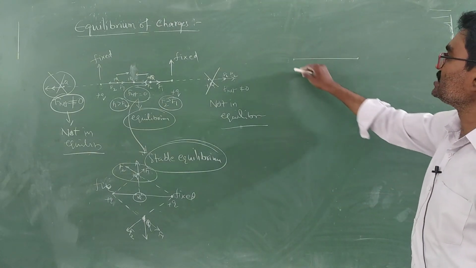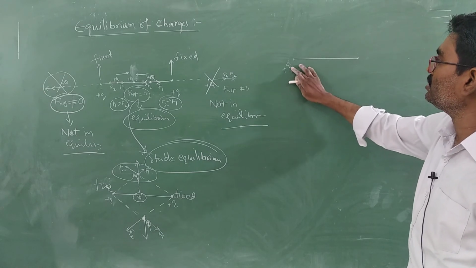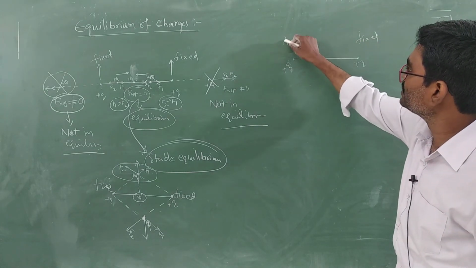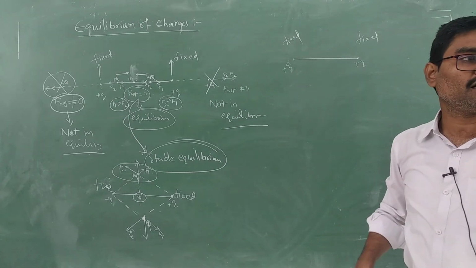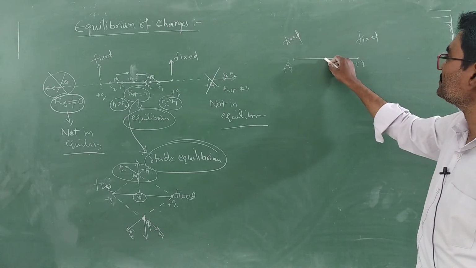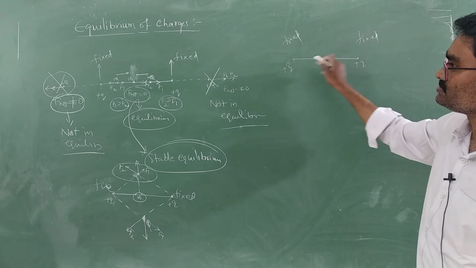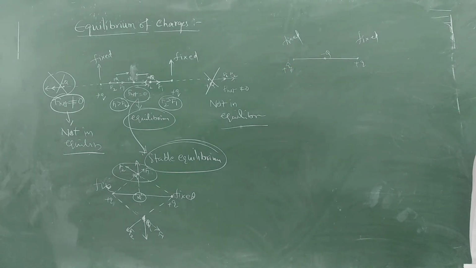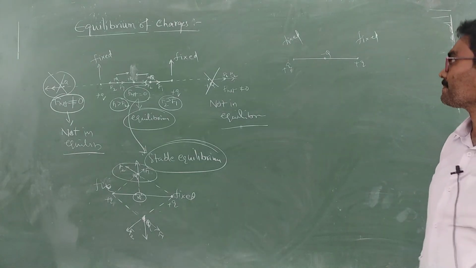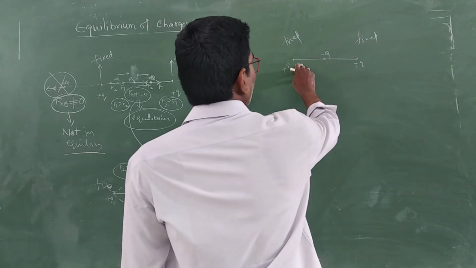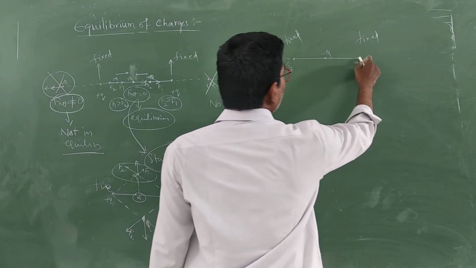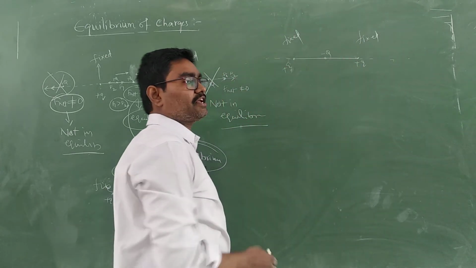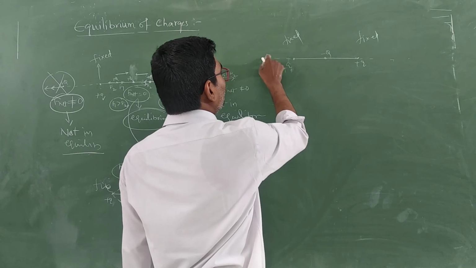Two fixed charges, plus Q and plus Q, fixed. Even this is also fixed. Okay, I am placing minus Q. Now you tell me, there are three positions: left side, middle, right side. Think about the left side, where minus Q is placed.